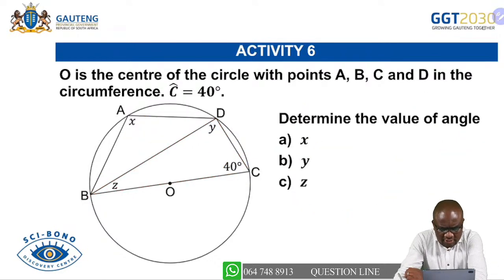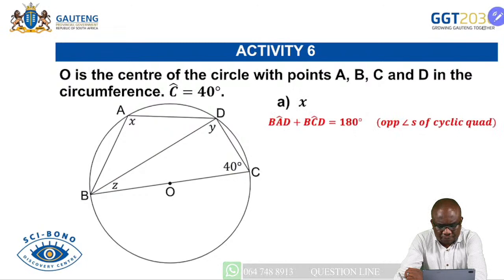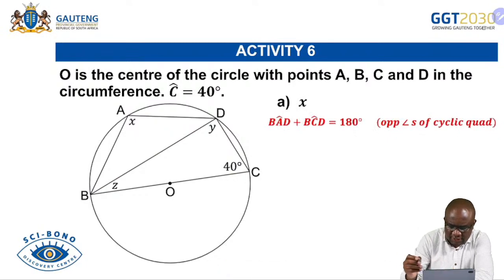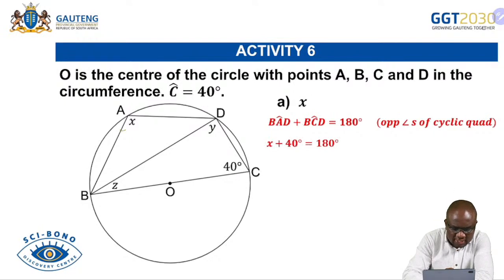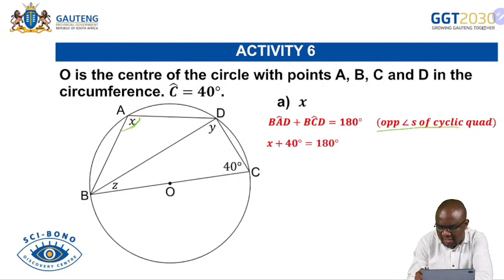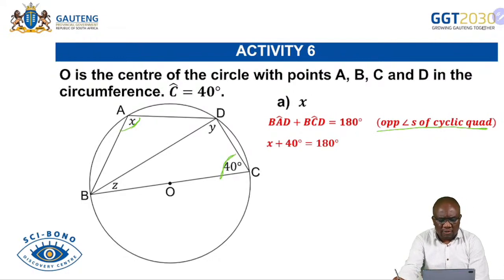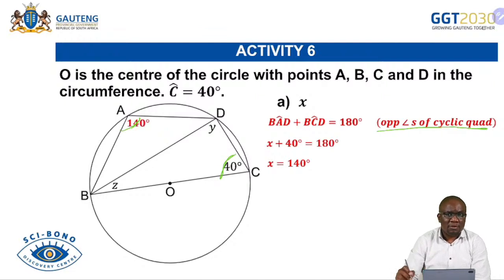Right, now X, we're saying that angle BAD plus angle BCD must give us what? 180 degrees, because they are opposite angles of a cyclic quad. So now we say X plus 40 equals what? 180 degrees, meaning that X is going to be 180 degrees minus 40 degrees, which is 140 degrees. Do you see that? Okay, write your information on the diagram.